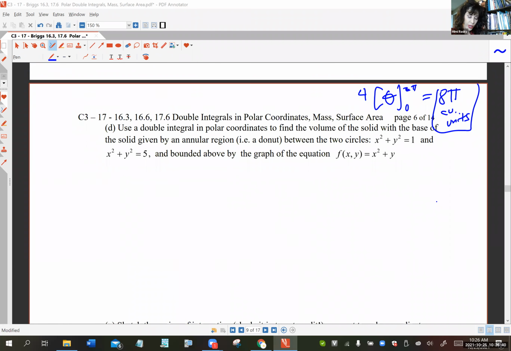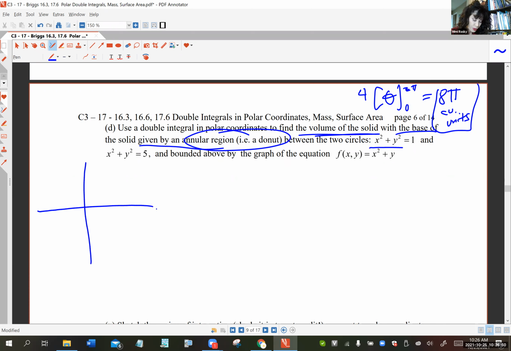So what do we have here? We're trying to find the volume of a solid again. The base of the solid is given by an annular region, also known as a donut, and it's between two circles here in the xy plane. So x squared plus y squared equals 1, the unit circle, and then x squared plus y squared equals 5. Be careful because the radius for x squared plus y squared equals 5 is the square root of 5, not 5. And that's a number that's a little bit bigger than 2, but not much. And so here's the base of the solid.